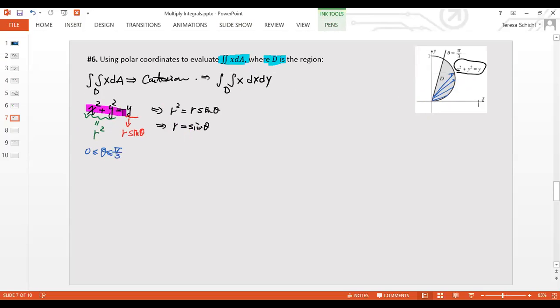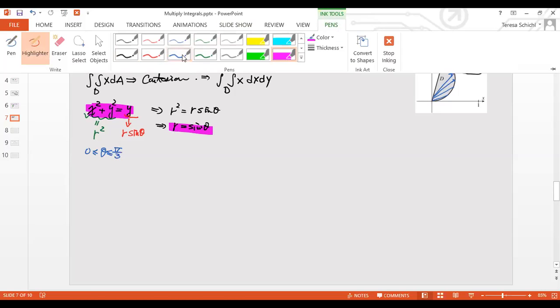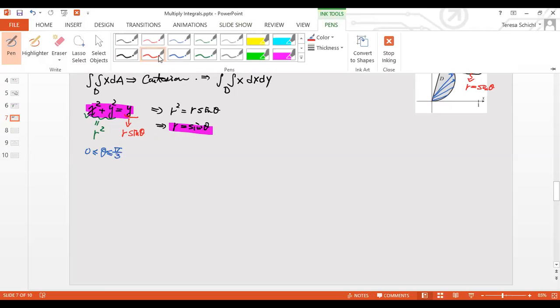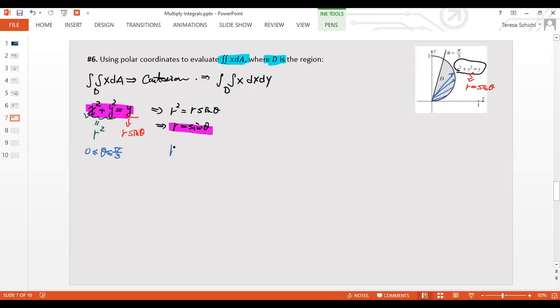Because this is the curve, and I derive this to r equals sine theta. So I change it to r equal to the sine theta, right? Okay, so that means my r is here, right? So my r is going to be from 0 to what? To the sine theta.